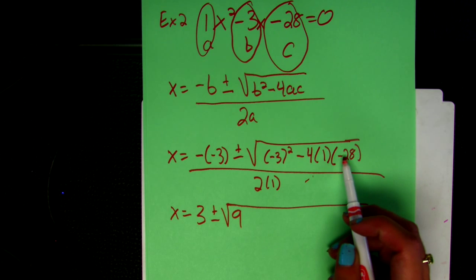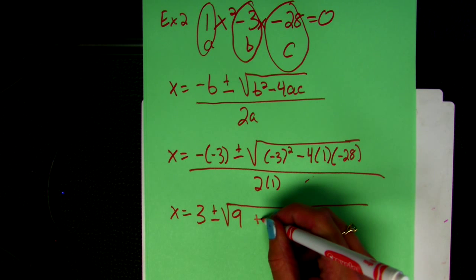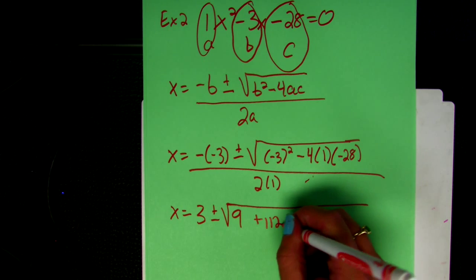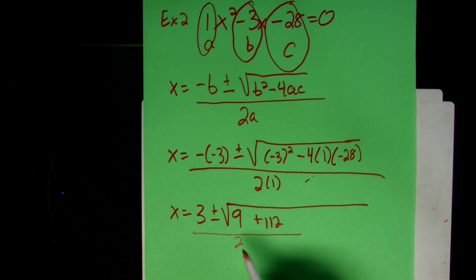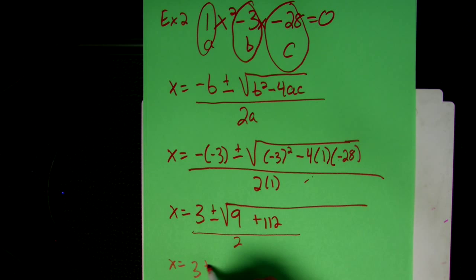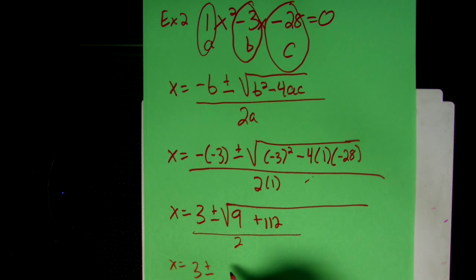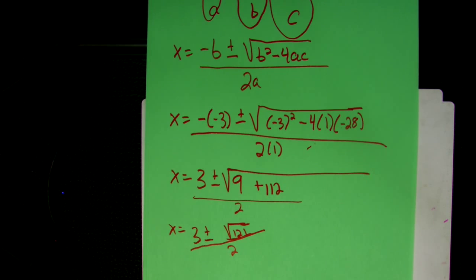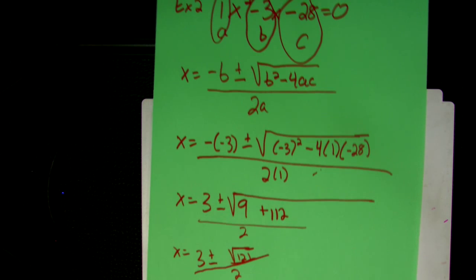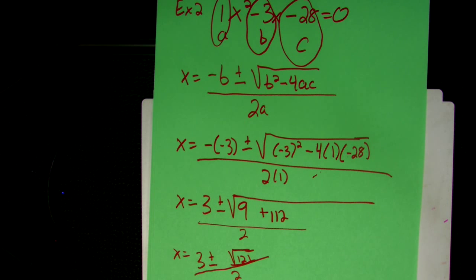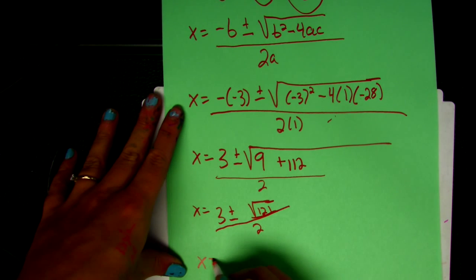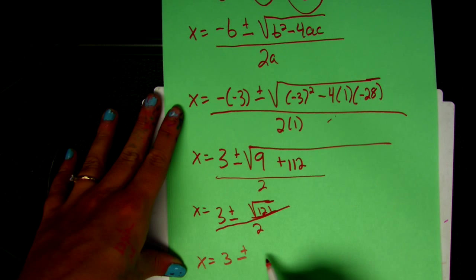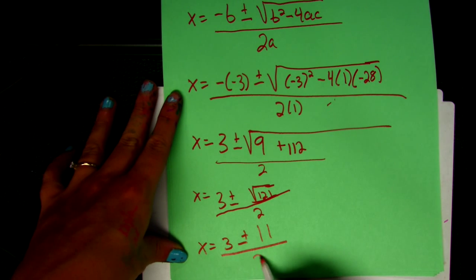-4 times 1 times -28 is going to become +112, over 2. So 3 plus or minus the square root of 9 plus 112, which is 121, and it's all over 2. And then the square root of 121 is actually 11. So since I can take the square root of 121, I'm going to go ahead and do that. So now I get x is equal to 3 plus or minus 11 over 2.